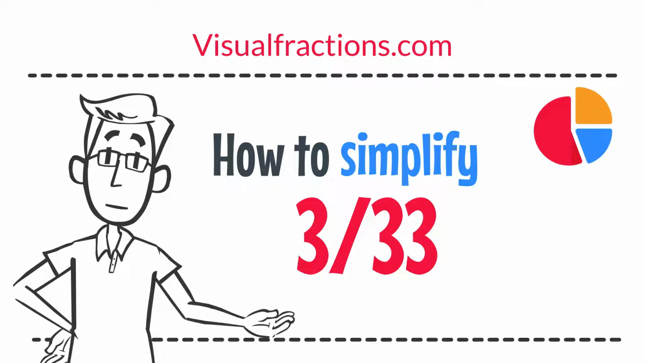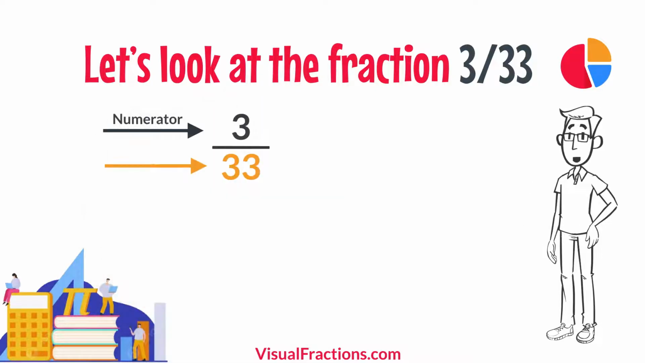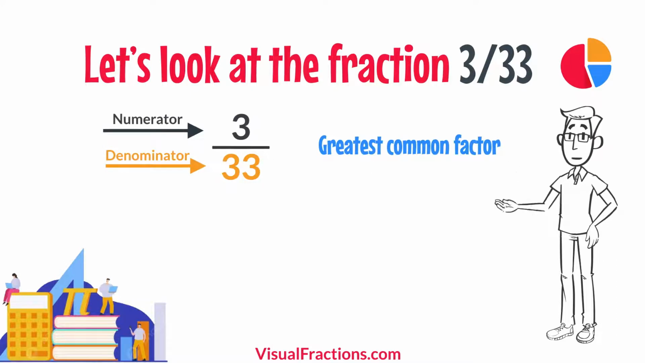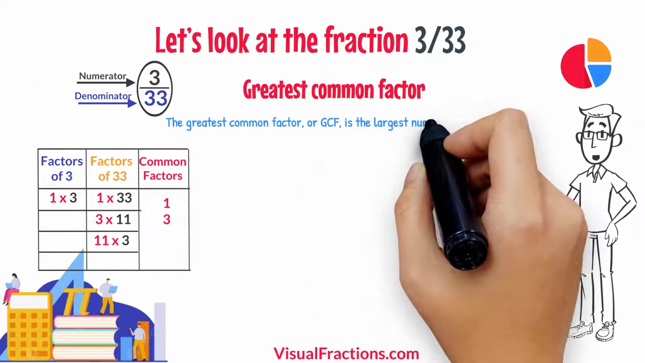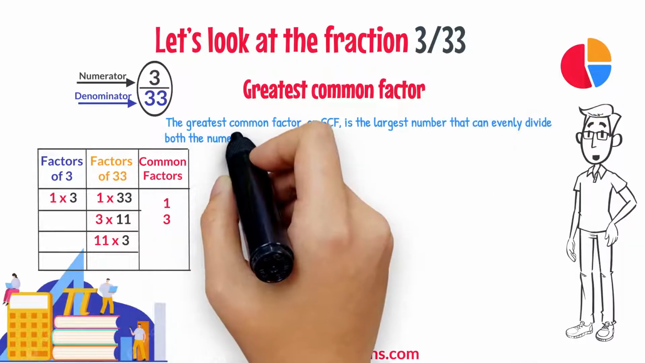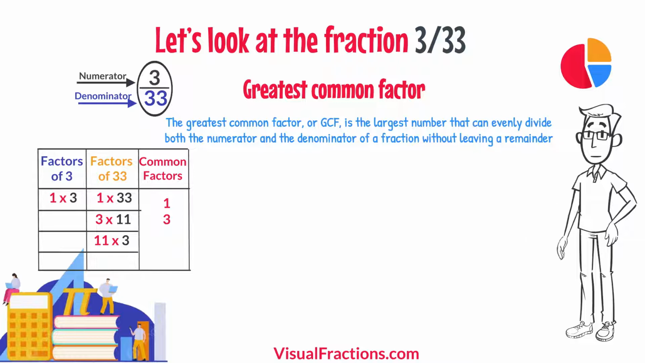Today, we're going to explore how to simplify the fraction 3/33 to its lowest terms. Let's look at the fraction 3/33. To simplify it, we'll divide both the numerator and the denominator by their greatest common factor. The greatest common factor, or GCF, is the largest number that can evenly divide both the numerator and the denominator of a fraction without leaving a remainder. For 3 and 33, that's 3.